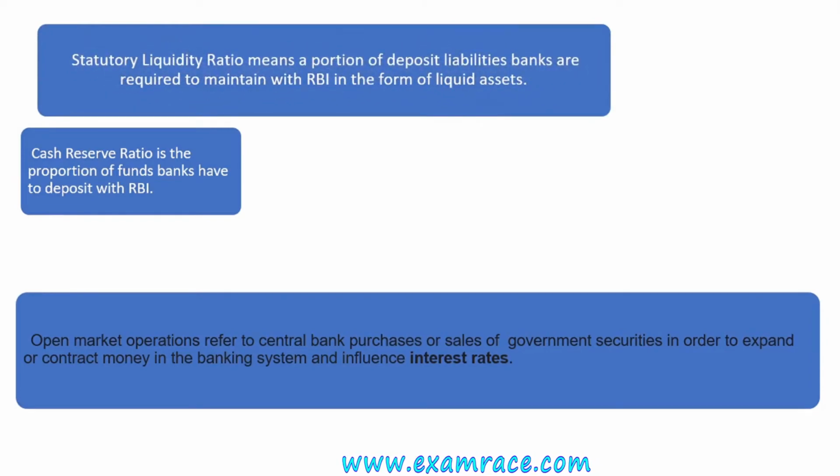Moving ahead, we have SLR. Statutory liquidity ratio means a portion of deposit liabilities banks are required to maintain with RBI in the form of liquid assets so that when the banks run out of liquidity, they have SLR to safeguard them. As and when RBI increases the SLR, it reduces fund supply in the market, thereby reducing the lendable resources with commercial banks. Vice versa, when SLR is reduced, it will increase the funds with banks for onward lending.